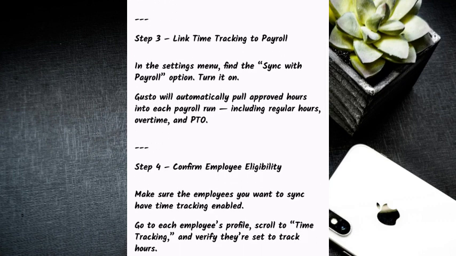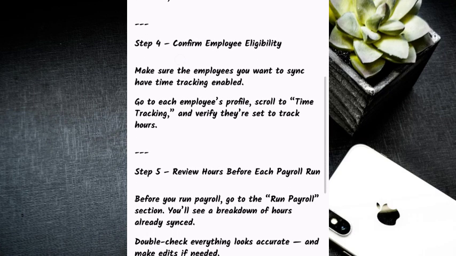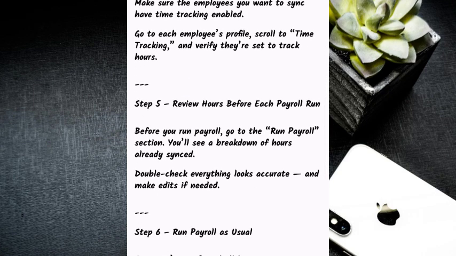Step 4, confirm employee eligibility. Now you got to make sure the employees you want to sync have time tracking enabled. So go to each employee profile, scroll to time tracking, and verify that they're set to track hours. Step 5, review hours before each payroll run.